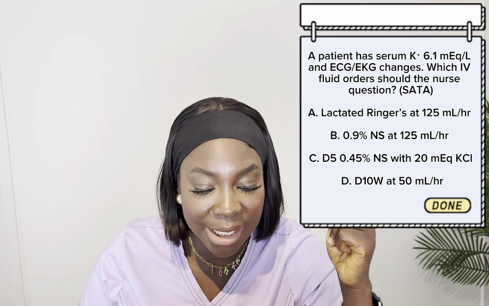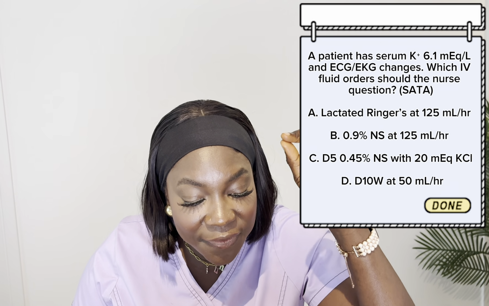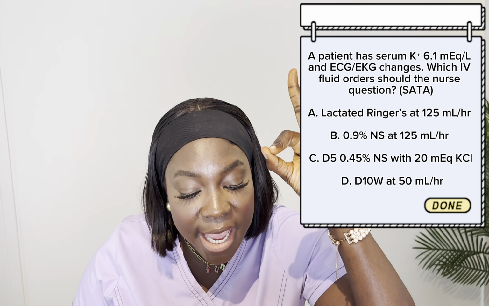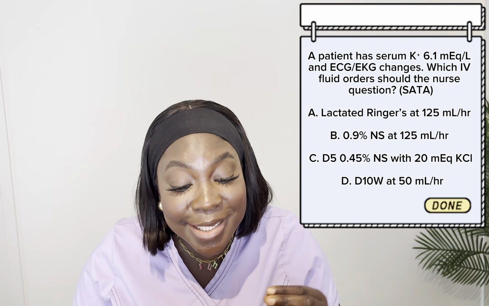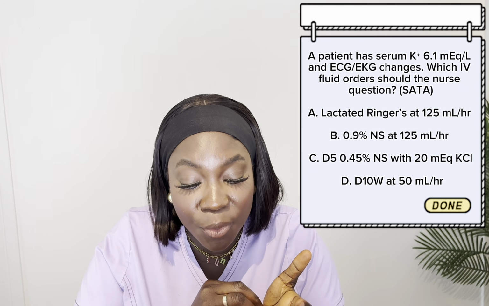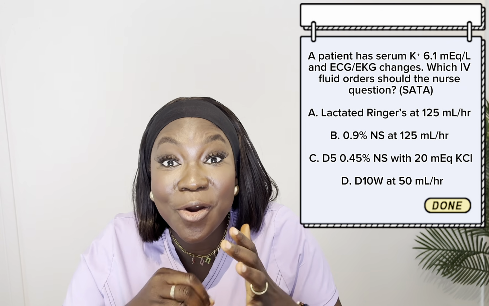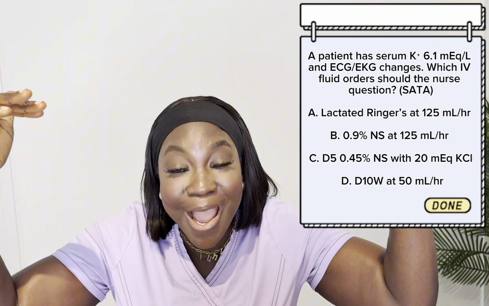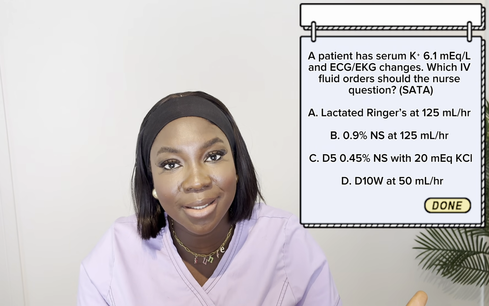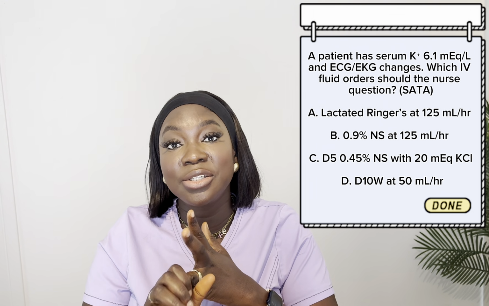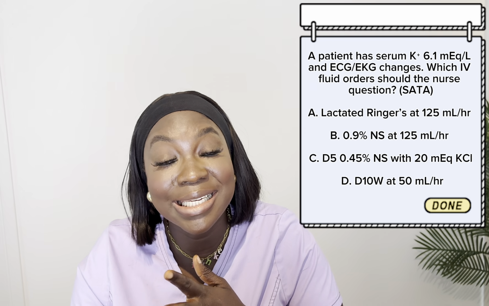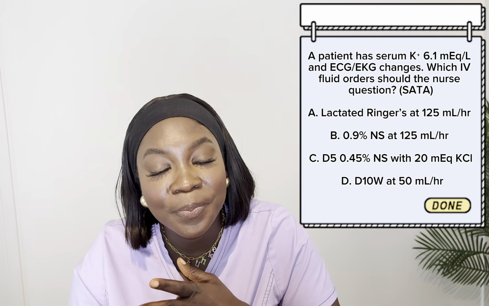Okay, so you should question that. And C, why should you question C? Look, it says D5, which is 5% dextrose in half normal saline with 20 mEq potassium chloride. They already have hyperkalemia. You want to add more potassium to it. Cardiac dysrhythmia is waiting for your patients. Cardiac arrest is waiting for your patients. So you are not doing that. And that is why we are questioning that order.